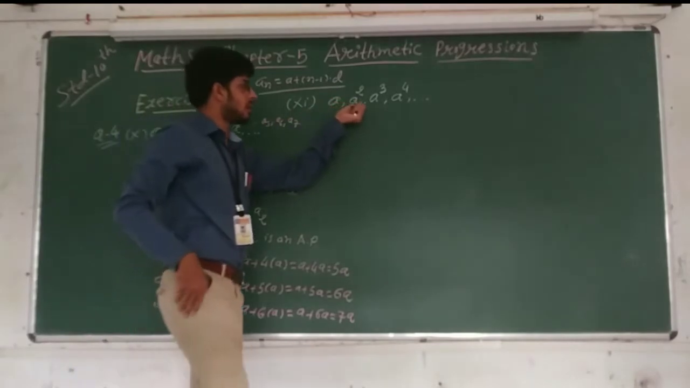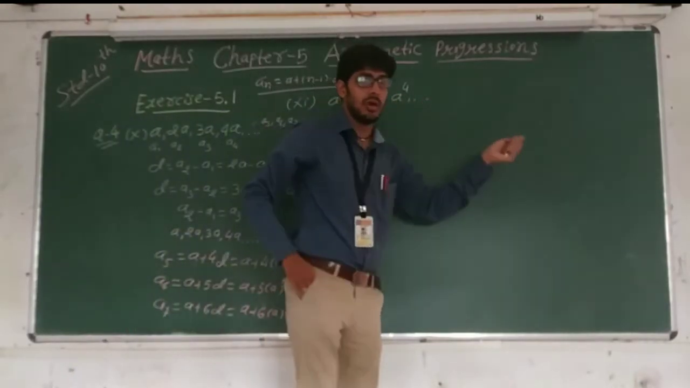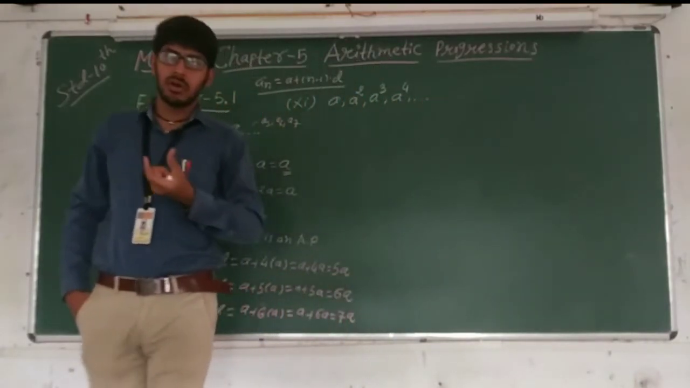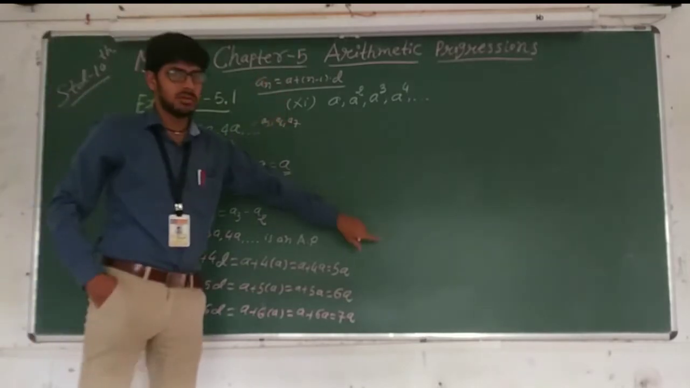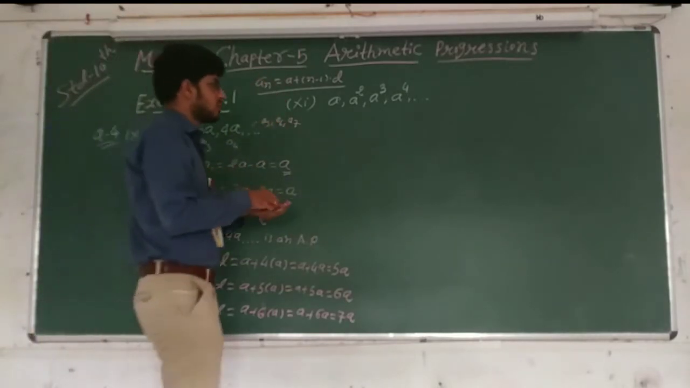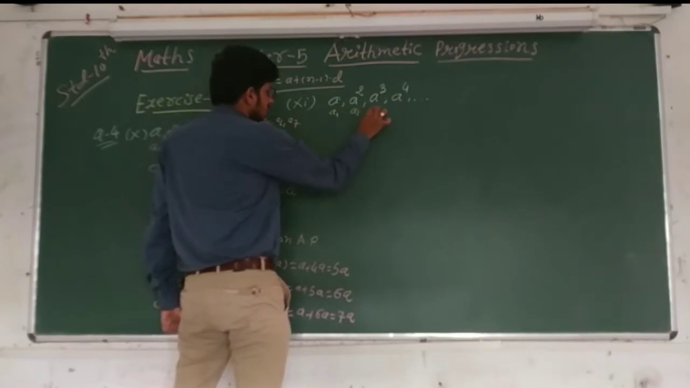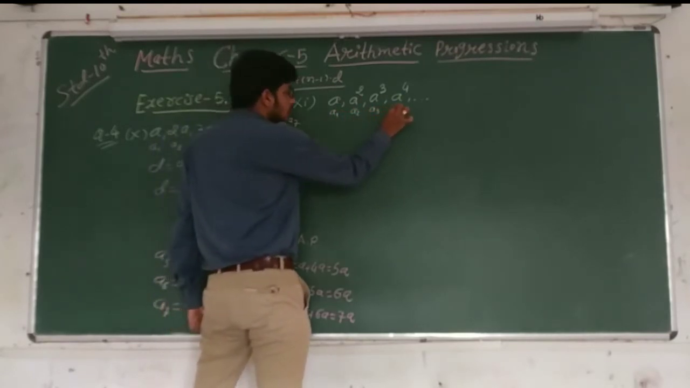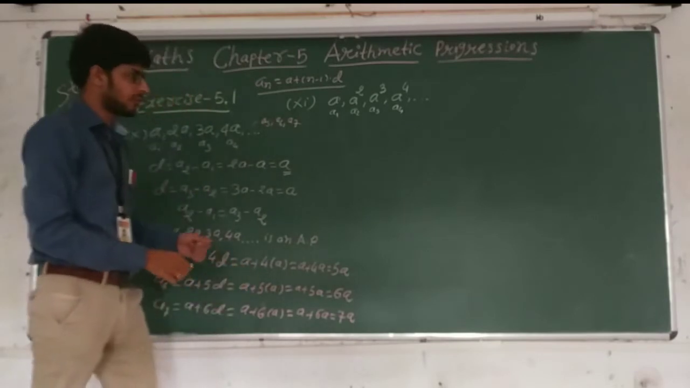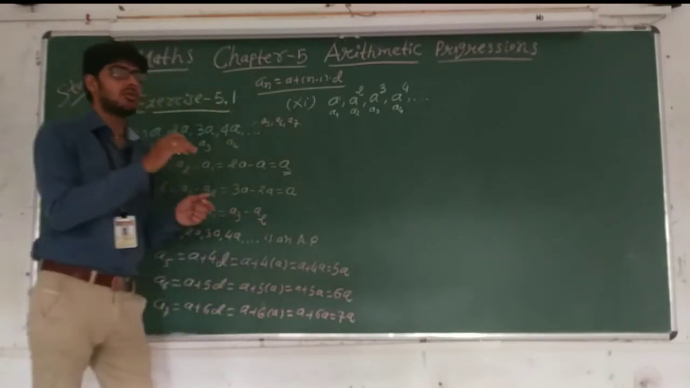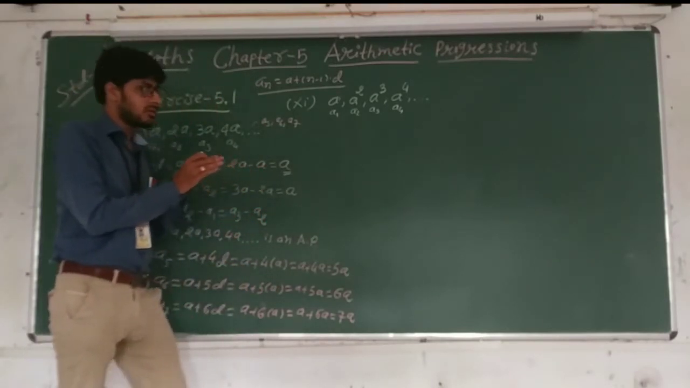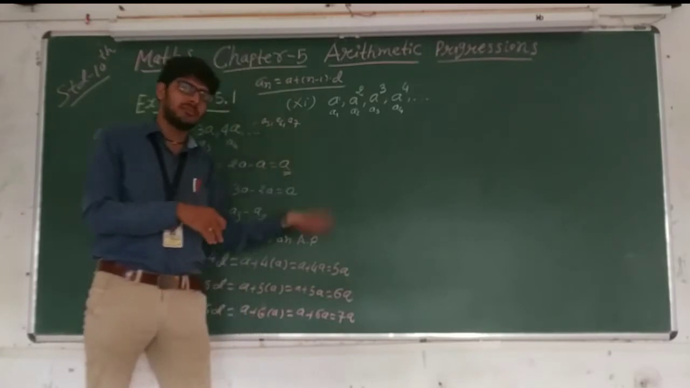a, a square, a cube, a raised to 4. So first of all, you have to check, is it AP or not? If yes, then you have to find out 3 more terms. Here the first term is a, second term is a square, third term is a cube, fourth term is a raised to 4, and so on. So first of all, we have to find out the common difference. If the common differences are the same, then it is an arithmetic progression.